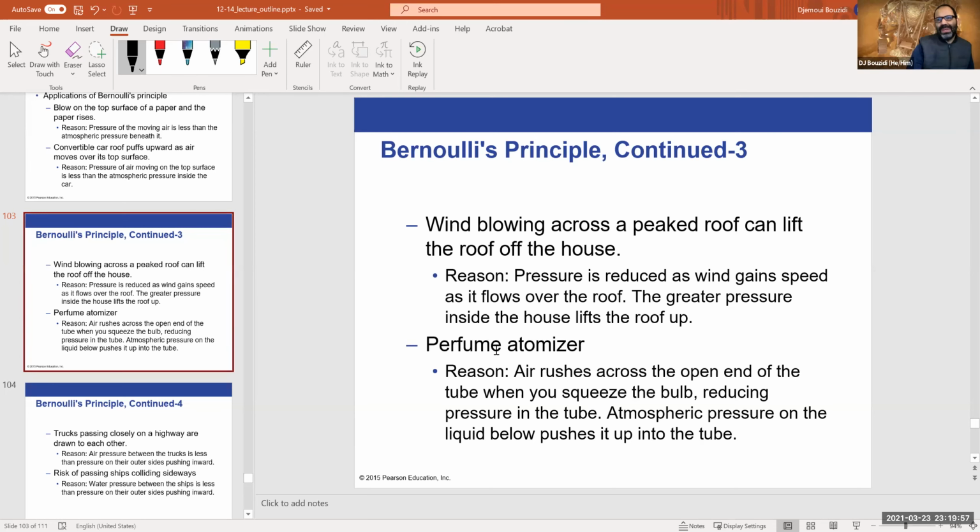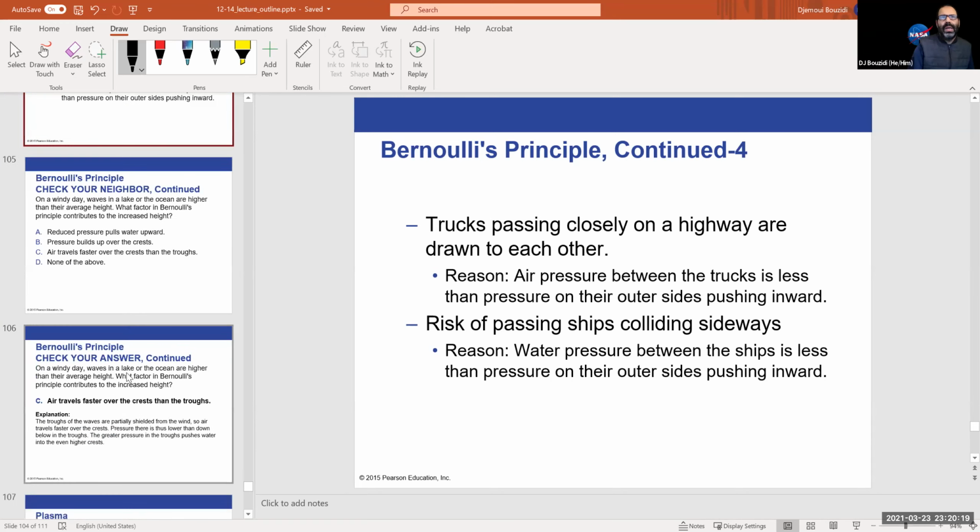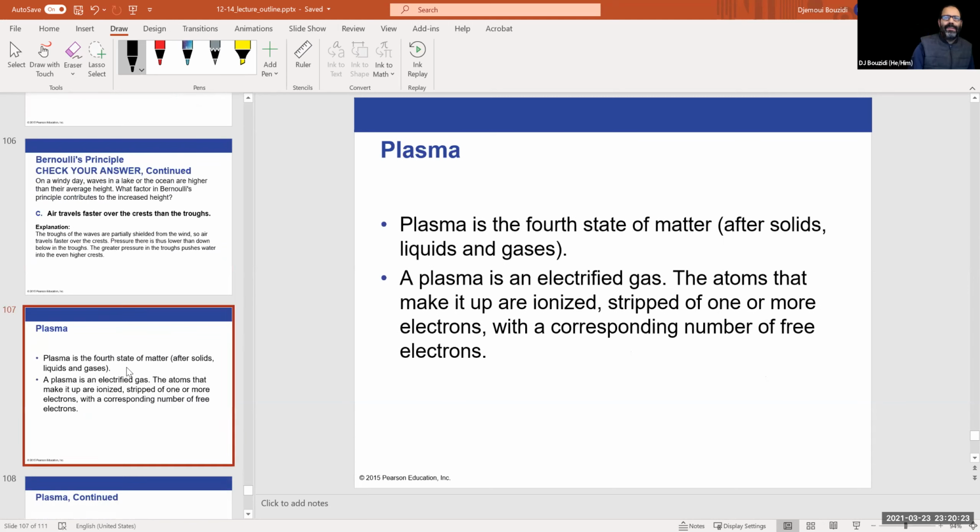Okay, so all of these are examples of Bernoulli's equation, which is a very, very important one that can explain, among other things, how planes take off. Finally, the plasma state, as I mentioned before, is the fourth state of matter after solids, liquids, and gases. Plasma is an electrified gas, the atoms that make it up are ionized, stripped of one or more electrons.